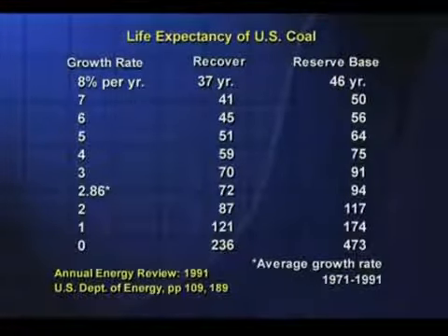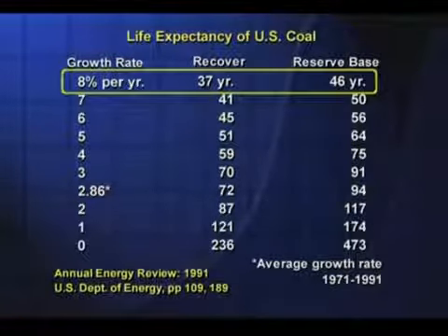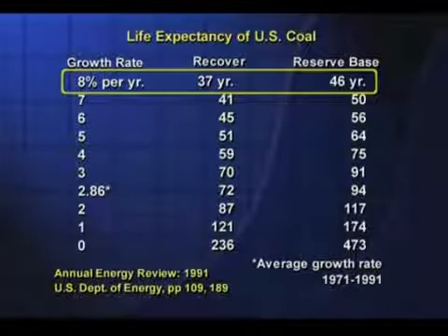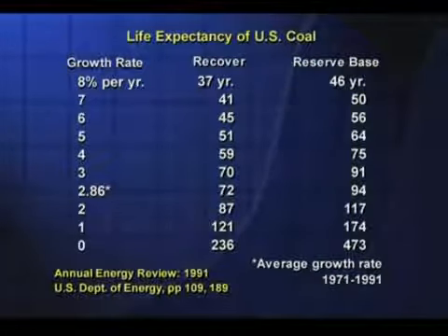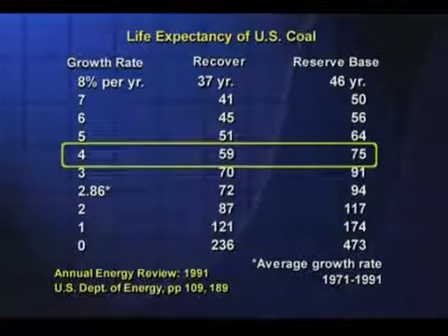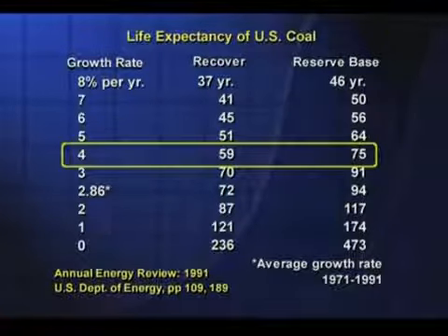Back in the 1970s, we had a national goal of achieving 8% per year growth rate in coal production in the United States. If that could be achieved and continued, coal would last between 37 and 46 years. President Carter cut that goal roughly in half, hoping to reach 4% per year. If that could continue, coal would last between 59 and 75 years.